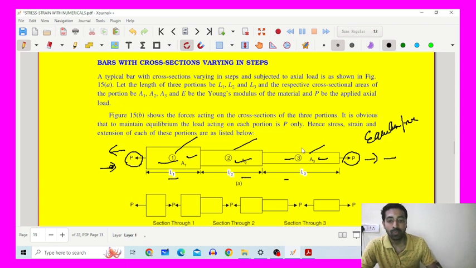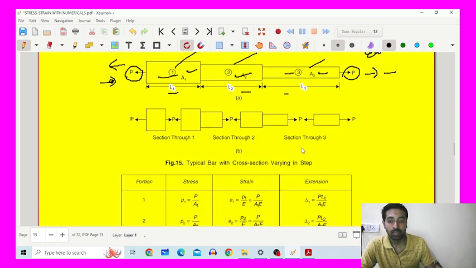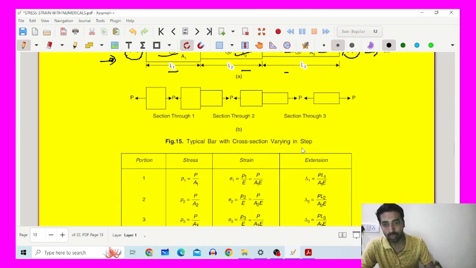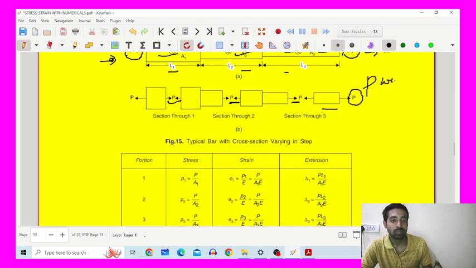In this type of problem, what are the basic concepts you have to apply? First of all, you have to draw the free body diagram. It is very important that the force acting at this section will be neutralized by the other section. Similarly, the force acting here will be neutralized by section 2, and the same force will neutralize section 3. So in this problem the force remains the same, that is P. First of all you have to understand that P will be equal throughout the entire different sections, whatever we select.